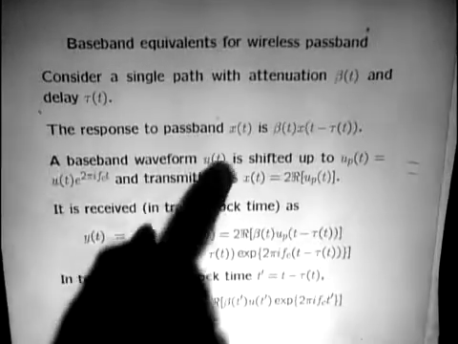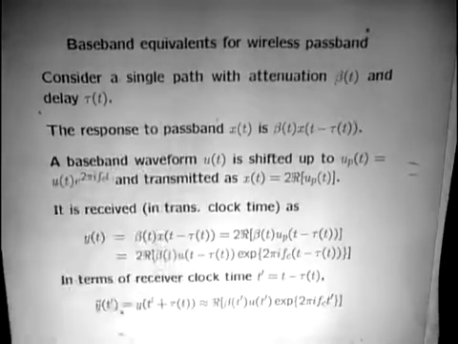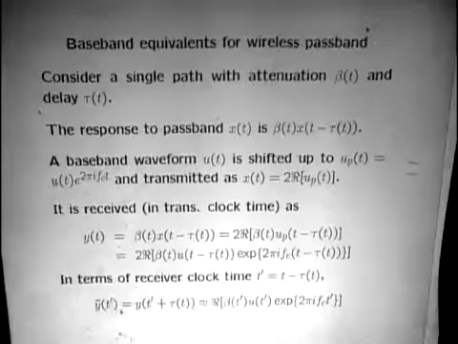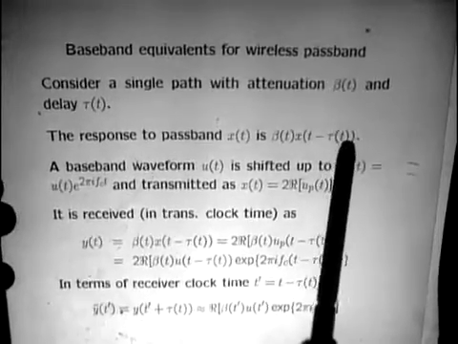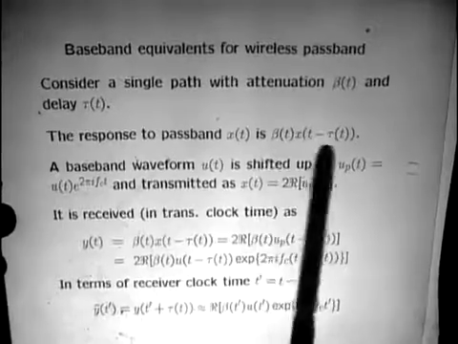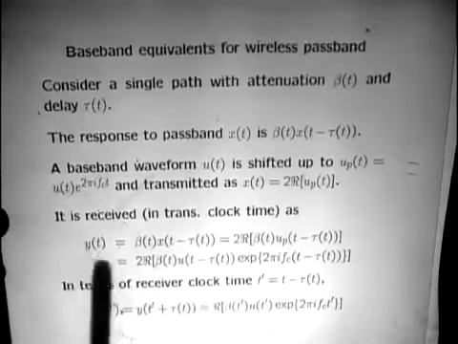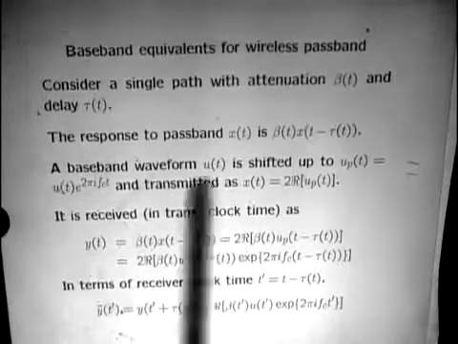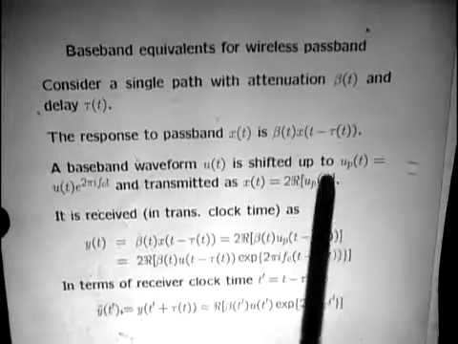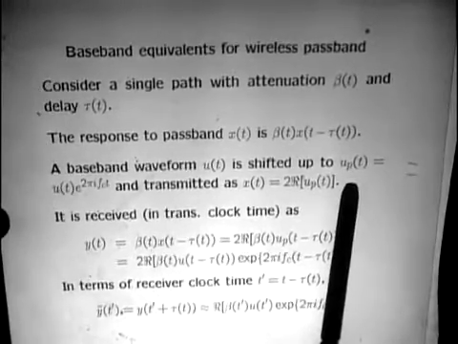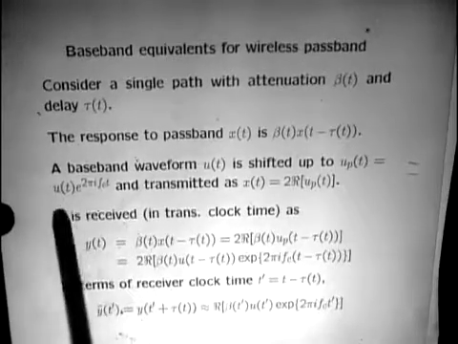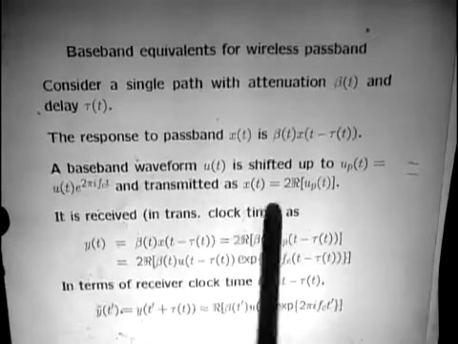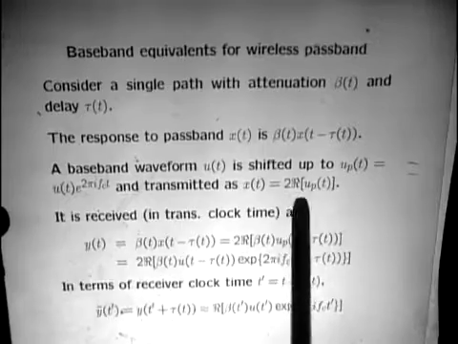So the response at passband to a real waveform x of t is going to be just beta of t times x of t minus tau of t. In other words, here's the delay here, here's the attenuation here, and we just have a single path. Okay, well now if you start out with a baseband waveform, a complex baseband waveform, say u of t, you're going to shift this up first to a positive frequency band, which we'll call u sub p of t, which is u of t e to the 2 pi i f_c t. And you're going to transmit it as x of t, which is equal to 2 times the real part of that.